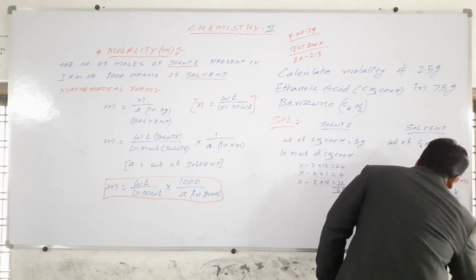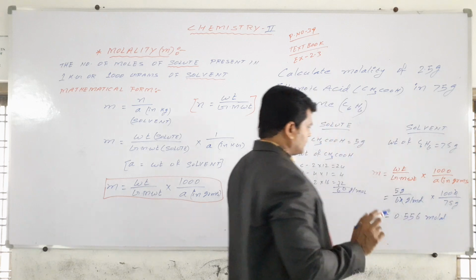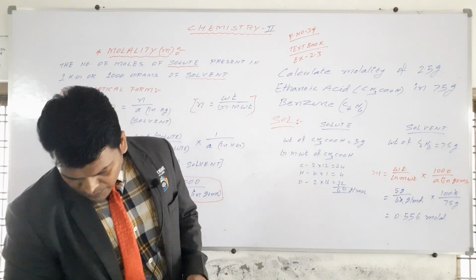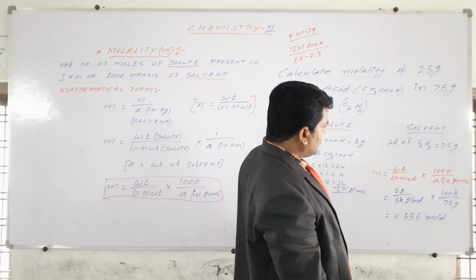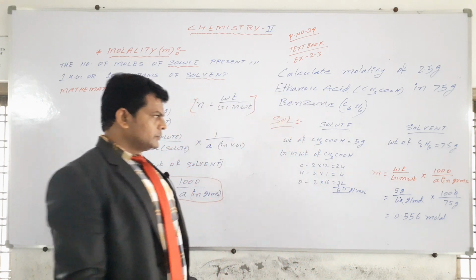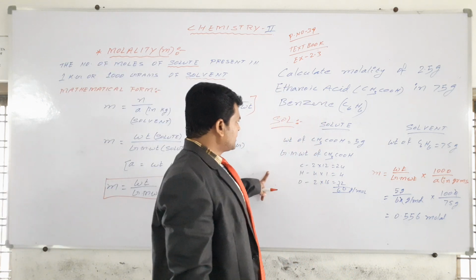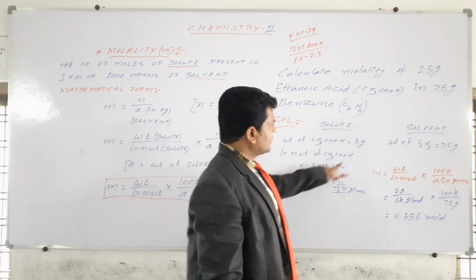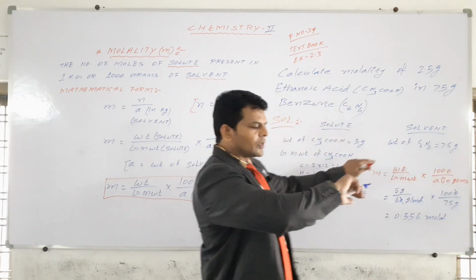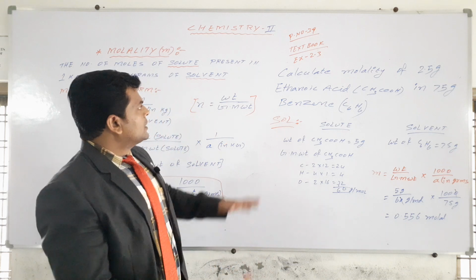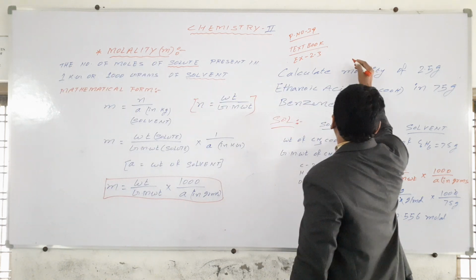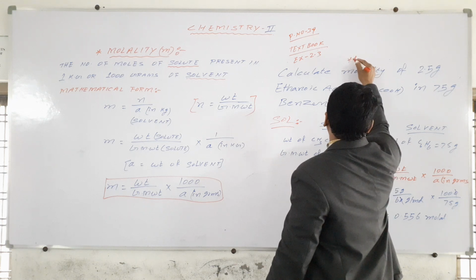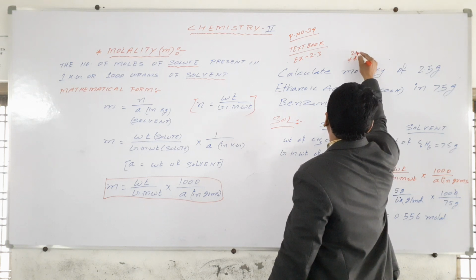Small m means molal, moles per kg or molal. This is the way: solute and solvent. Okay. So this is also a very important problem for 2 marks.